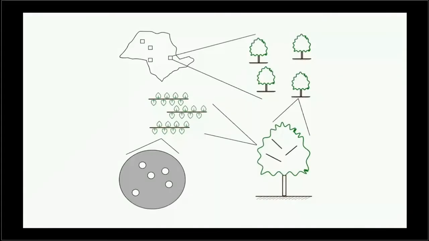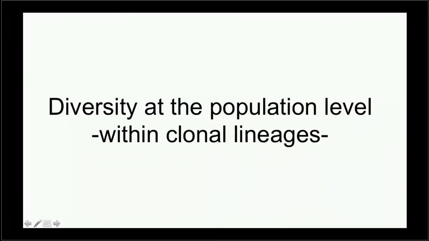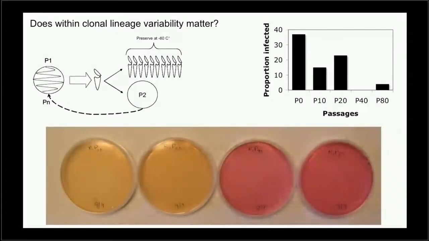So if you have it at this level, what happens if you take one little colony here? Can you identify differences? That would be within clonal lineages. We've done a few different types of experiments here, and this is one that other people had done similar work on, so it's not really surprising. We serially passaged Xylella from one plate to another plate to another plate. You have P1, which is the first plate, and then Pn, which would be your last plate. This is a sequence of serial passages of one isolate.